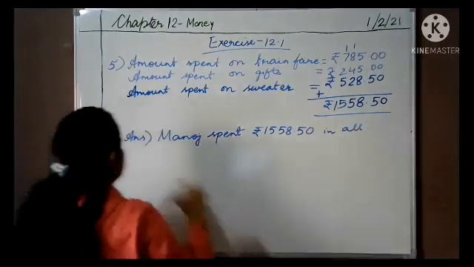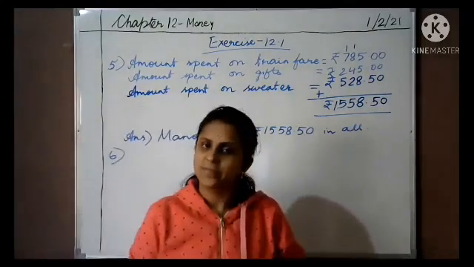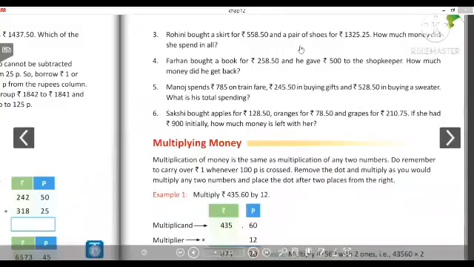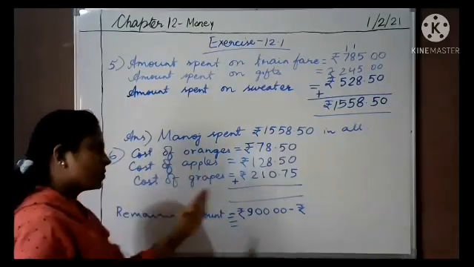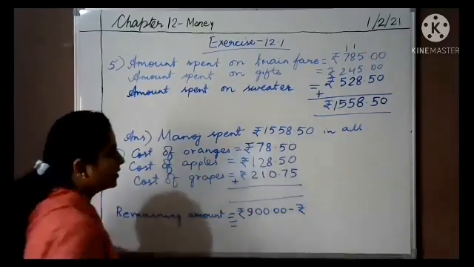Now let's discuss question number 6. The next question says that Sakshi bought apples for rupees 128 and 50 paise, oranges for rupees 78 and 50 paise, and grapes for rupees 210 and 75 paise. If she had rupees 900 initially, how much money is left with her? So cost of oranges, cost of apples and cost of grapes is written. We have to add all of them.